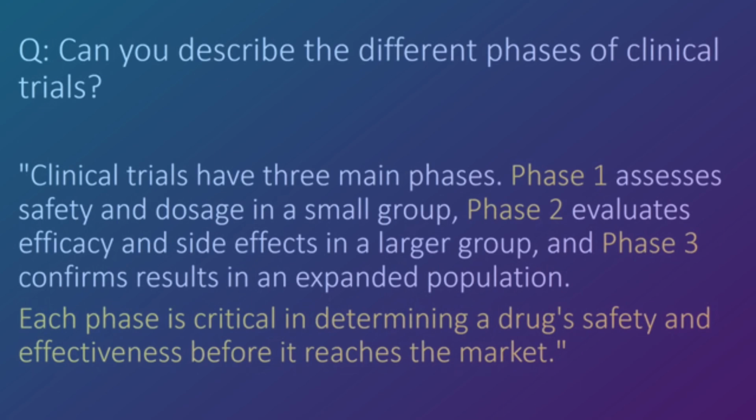Can you describe the different phases of clinical trials? Clinical trials have three main phases. Phase 1 assesses safety and dosage in a small group. Phase 2 evaluates efficacy and side effects in a larger group. And Phase 3 confirms results in an expanded population. Each phase is critical in determining a drug's safety and effectiveness before it reaches the market.